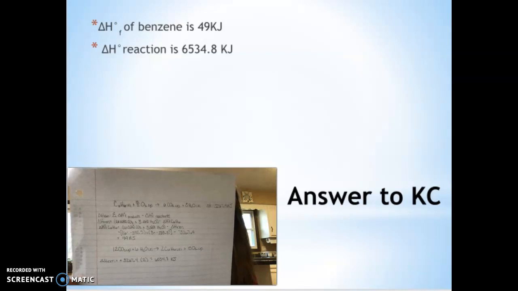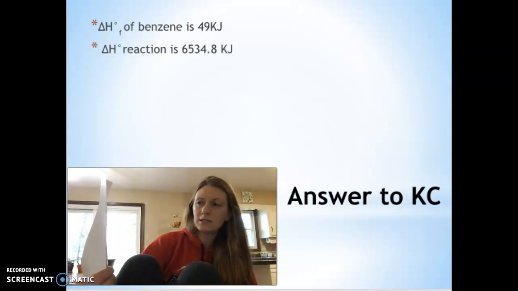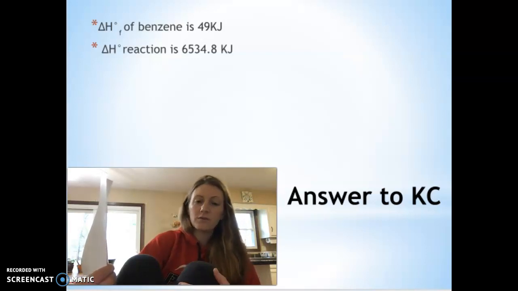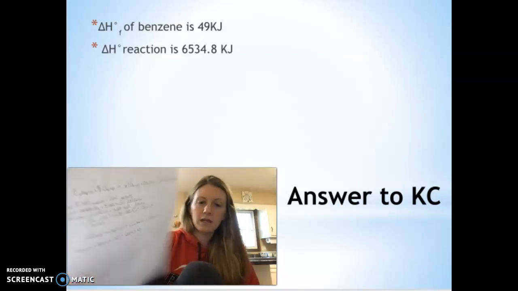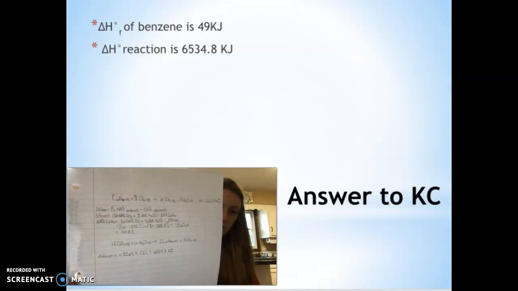So in this case, it was delta H equals the sum of the heats of formation of products minus the heats of formation of the reactants. Before I put in numbers, I like to solve for what X is, or what it is that you're looking for. Because we were looking for the heat of formation of benzene, we're going to solve for delta HF C6H6. The enthalpy for the reaction will equal your products minus your reactants.